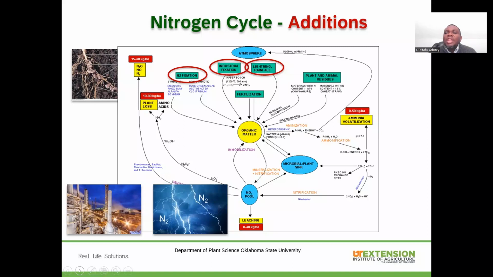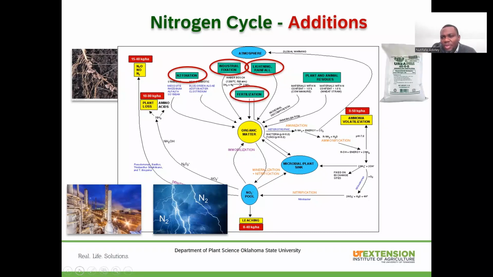Another means is through lightning. When lightning strikes, it can break up the very strong bond between the dinitrogen atoms. Then, when it splits into those two nitrogen atoms, it reacts with oxygen and we have nitrogen dioxide. And when we have water, this is converted to nitrates, which is a way plants have access to that nitrogen.